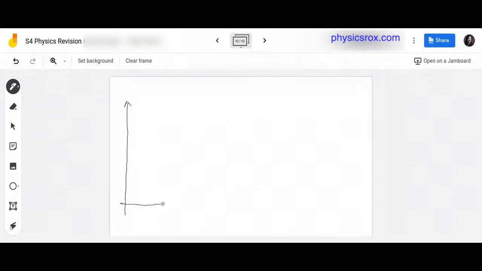If you were asked to plot a velocity-time graph of an object free falling, you would get a linear graph. It's a straight line. I know it's not straight, you imagine it's straight, because Jamboard doesn't allow me to draw a straight line. So imagine it's straight, okay? It's a straight line.